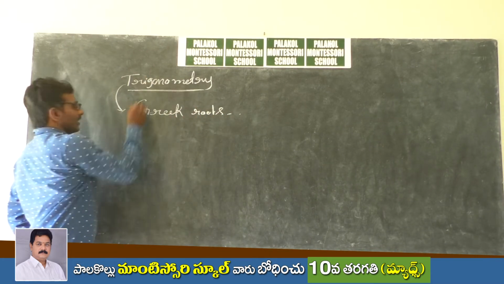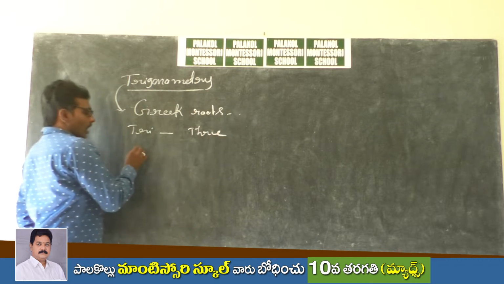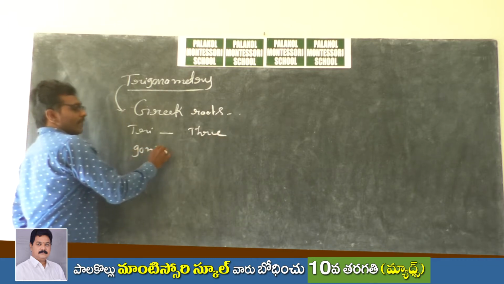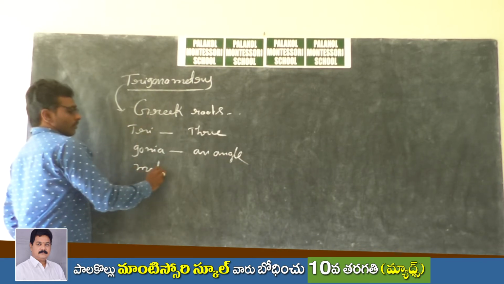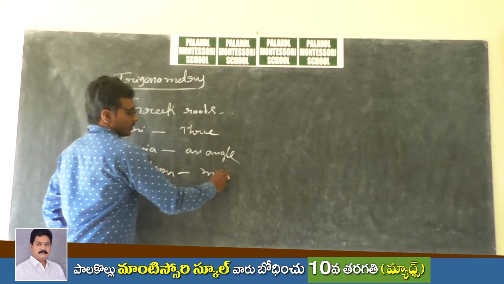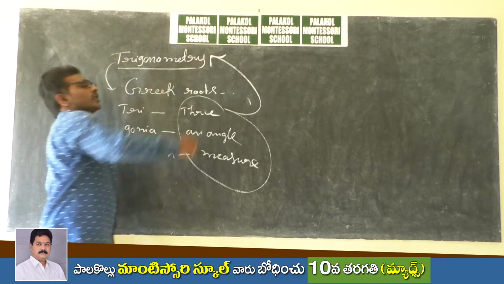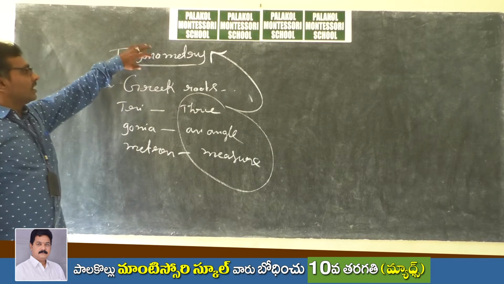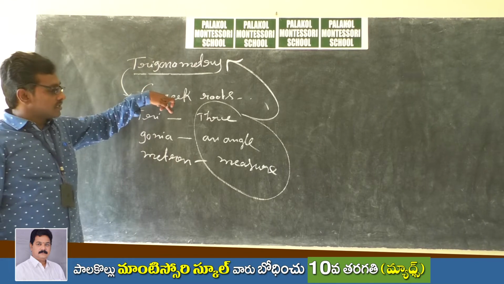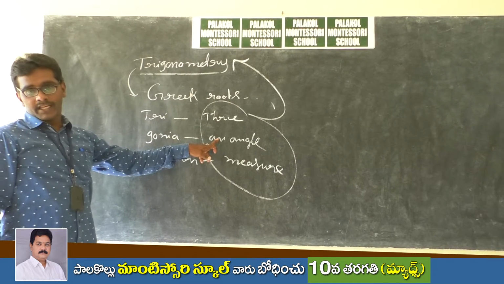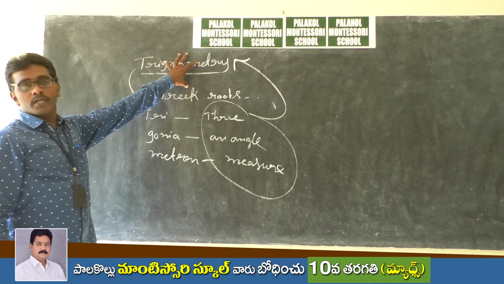It's tri, which means three; gonio means an angle; metron means measure. This three-angle measure is called trigonometry. Once again, trigonometry is derived from Greek roots: tri means three, gonio means an angle, metron means measure. Three-angle measure is called trigonometry.